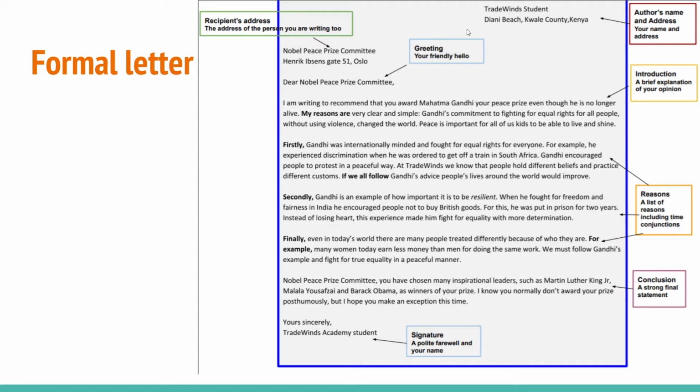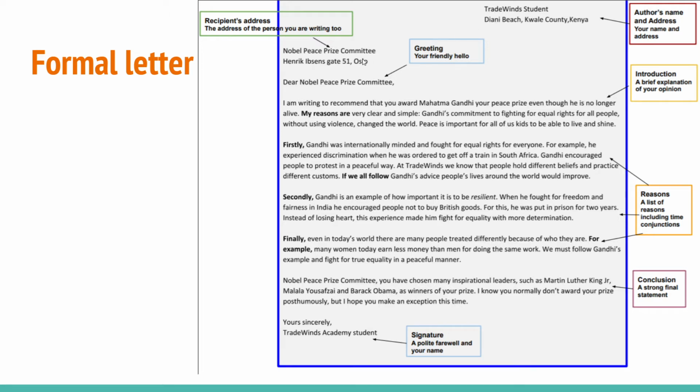The second thing I'm going to do is I'm going to write their address, the recipient's address. That means the person that this letter is going to. And that would be the Nobel Peace Prize Committee. And I searched for the address and I found out that it was in Henrik Ibsen's street in Oslo, Norway. So so far we have my address and their address.